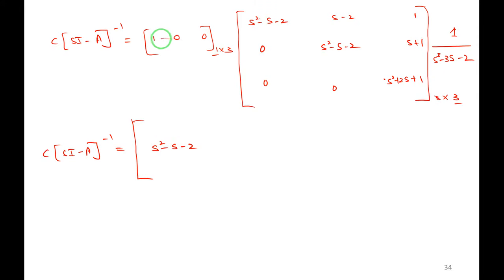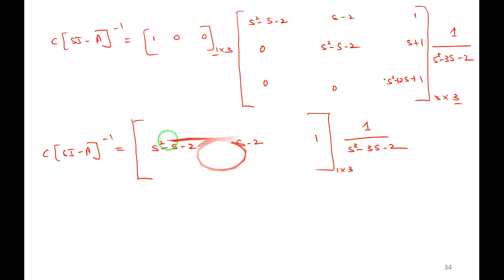Then multiply first row with second column. So 1 into s minus 2, others are 0. So I am getting the second element as s minus 2. Then the third element: multiply first row with third column. So only 1 into 1 is 1, and the other 2 will be 0. I hope you are getting it. We should not leave this, so 1 by s cube minus 3s minus 2. So what is the order here? 1 cross 3, 1 row 3 columns. Is it fine?